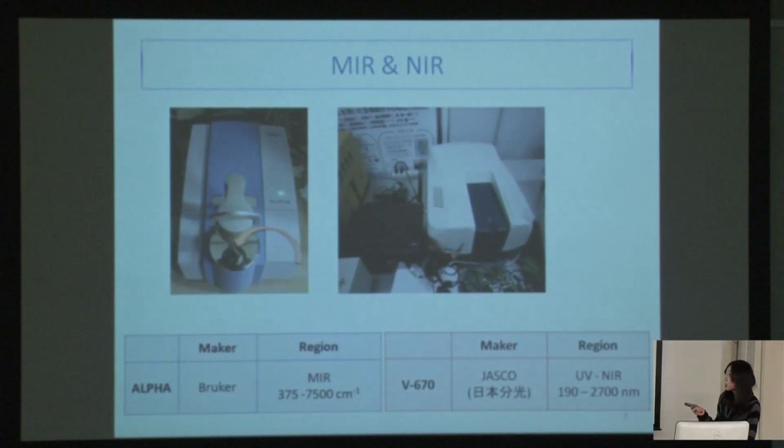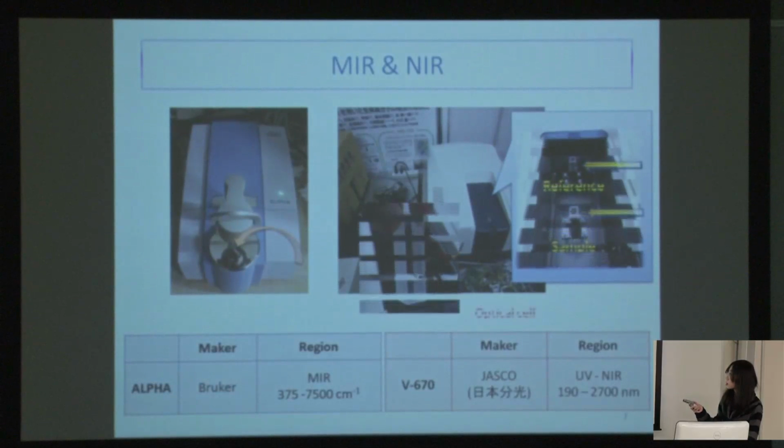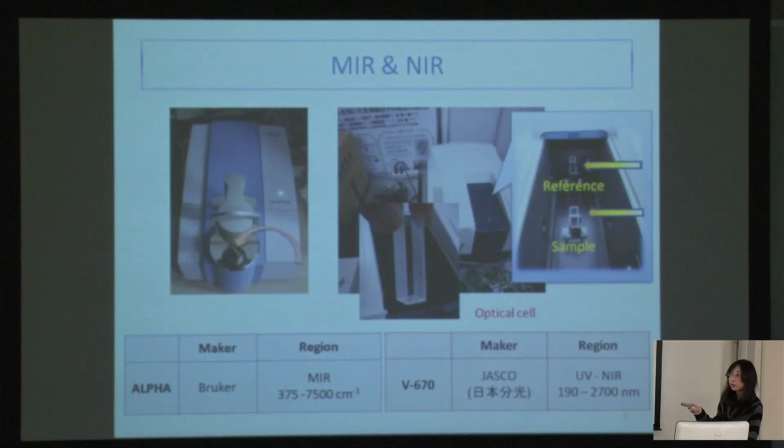This is the near-infrared device I used in the experiment. The region is from UV to near-infrared, from 190 nanometers to 2,700 nanometers. This is the inside of the sample unit. When we measure samples, we put the reference and samples in the two light paths. This is an optical cell made of crystal. This is a measurement picture.